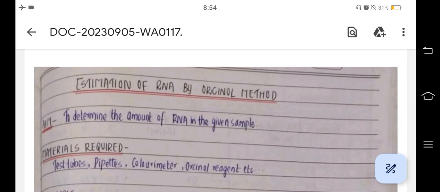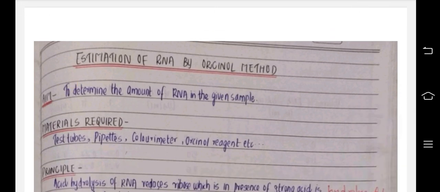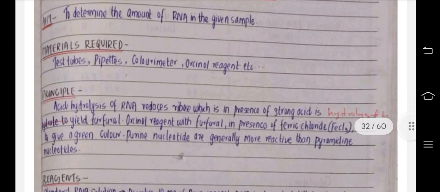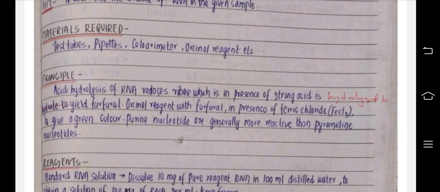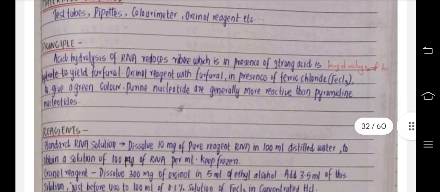Estimation of RNA by Orcinol method to estimate the amount of RNA in a given sample. Test tube, pipette, colorimeter, Orcinol reagent, etc. Acid hydrolysis of RNA reduces ribose, which in presence of strong acid is hydrolyzed to yield furfural. Orcinol reagent with furfural in presence of ferric chloride, FeCl3, gives a green color. Purine nucleotides are generally more reactive than pyrimidine nucleotides.